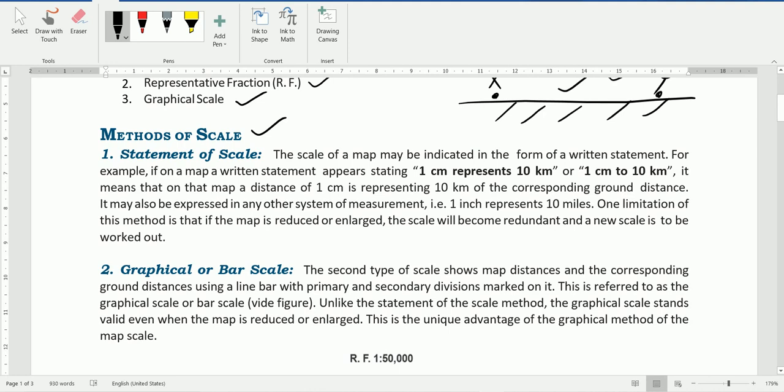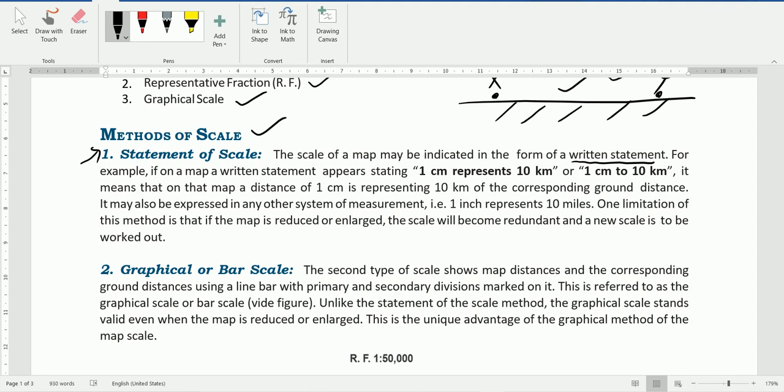Let us proceed. So methods of scale. We have three methods of representing this scale as read earlier. The first one is the statement of scale. So this is the first type of scale. Let us read. The scale of a map may be indicated in the form of a written statement.